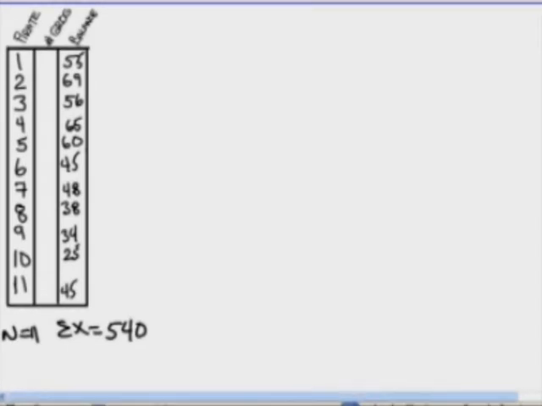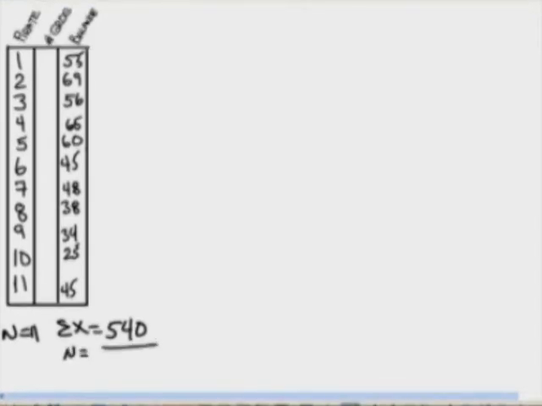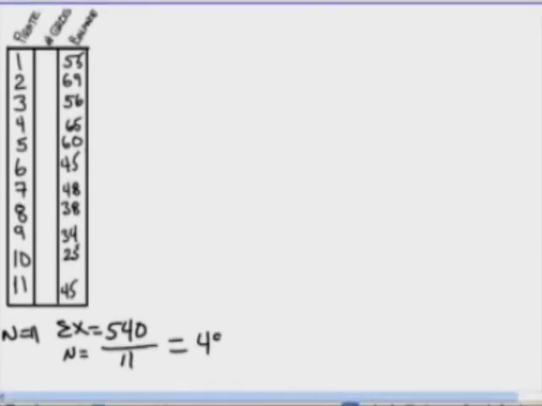So I can take our summation of x. Our number is 11. And what does that give us? 49? 49.09. Okay, she's going 2 decimal points over. Fantastic. Does anybody disagree with that number? All right, so that's our mean.